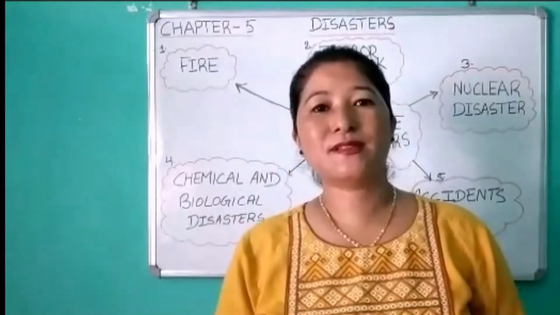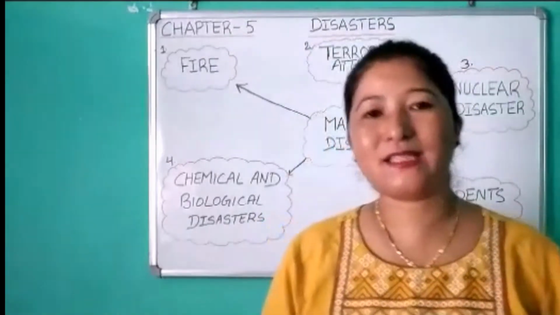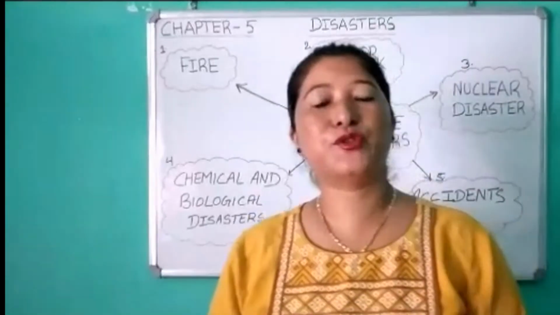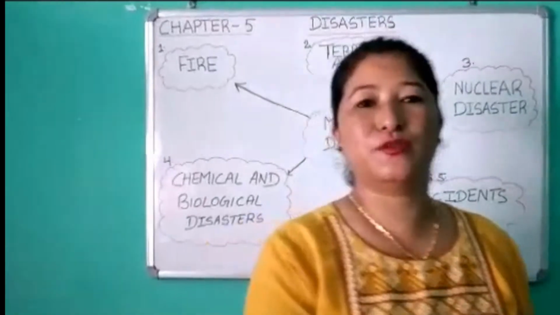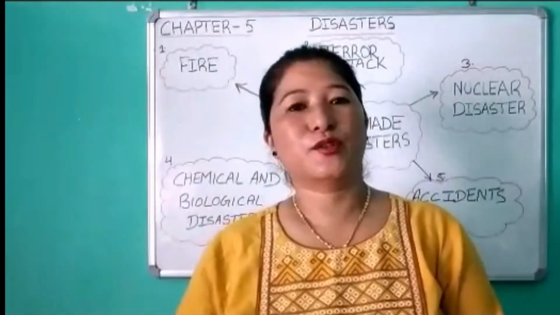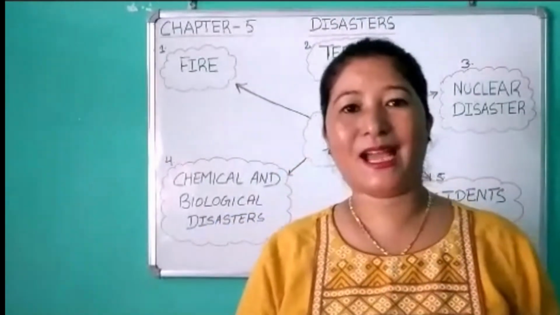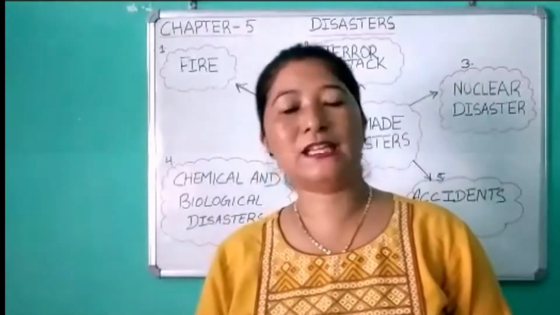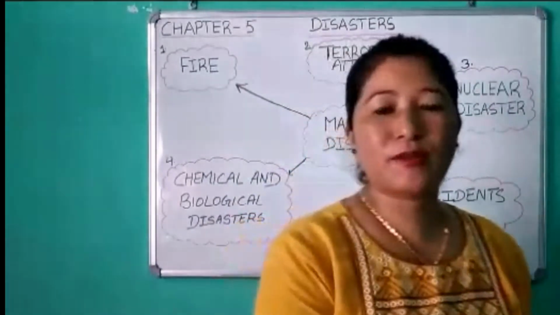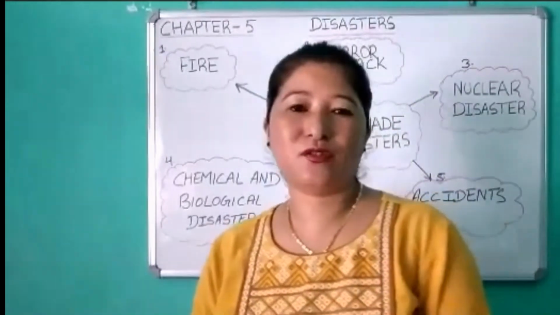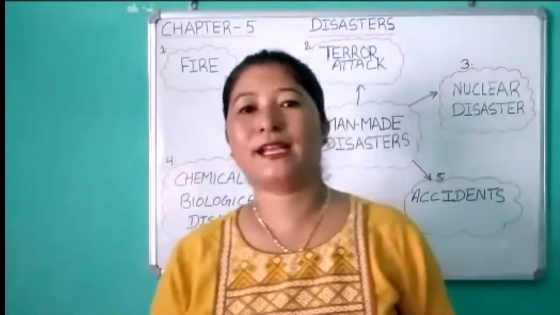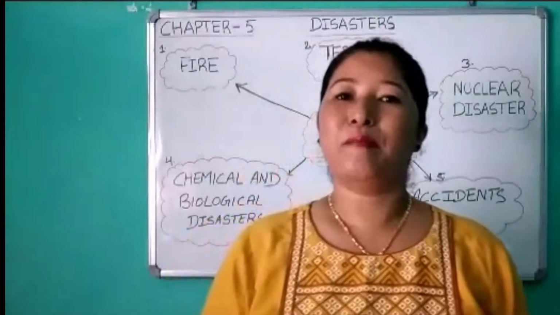Disaster means when death and destruction occur on a large scale due to man's activity or due to the forces of nature. This disaster is an event that occurs suddenly, leading to the loss of life and property. It disrupts the environment and even causes economic loss. There are two types of disaster: natural disaster and man-made disaster.